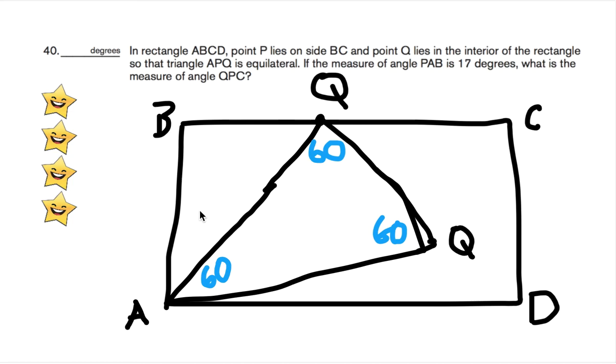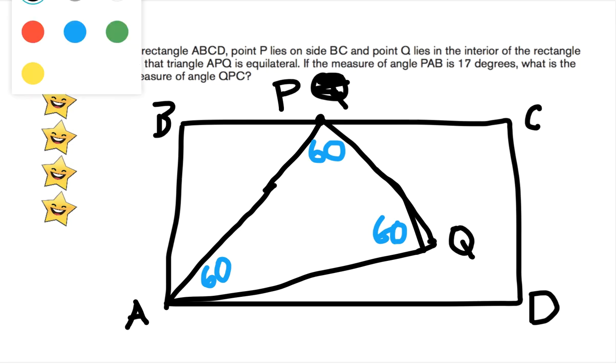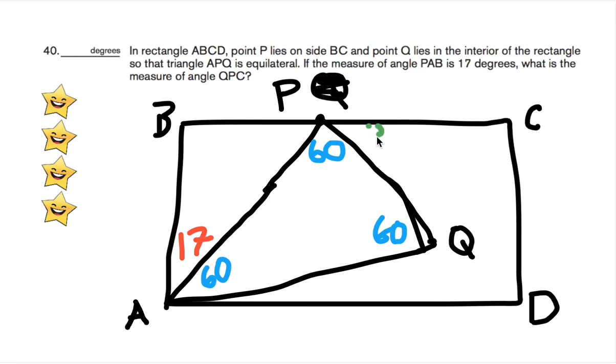If the measure of angle PAB, see I messed up because I put Q here for this point. This point up here, sorry, should have been P. If the measure of angle PAB is 17 degrees, it's right here, 17. What is the measure of angle QPC? QPC, so we want to know this one over here.